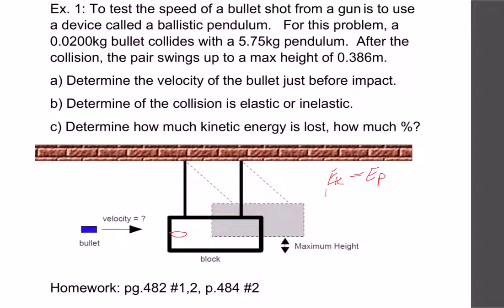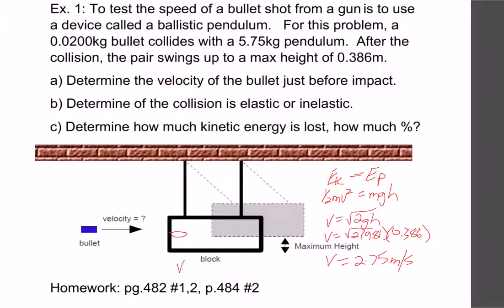So just like we did in physics 20, we can actually solve that. So we go 1/2 mv squared equals mgh. The masses don't matter, the bullet and the block of wood are the same for both sides, so we can actually just solve it for the velocity. So we plug in 2 times 9.81 times our height of 0.386, and we get a velocity of 2.75 meters per second.